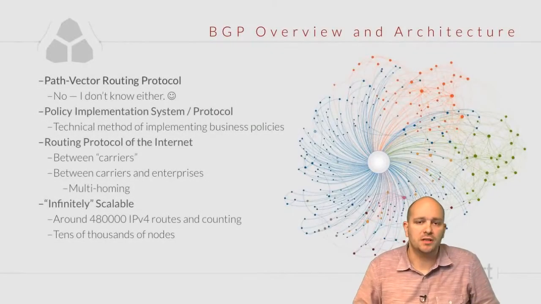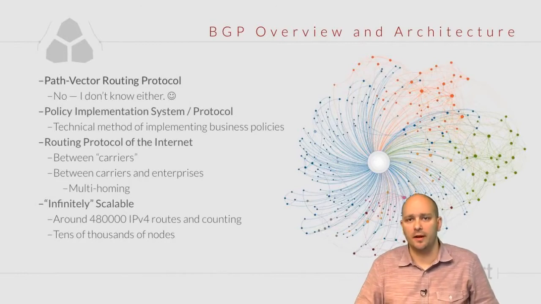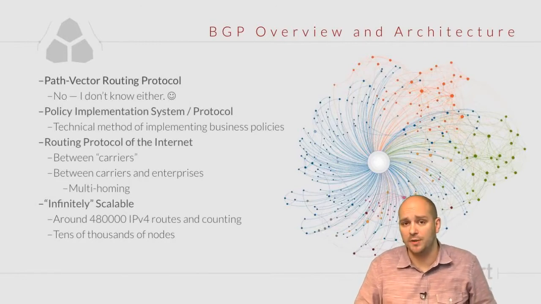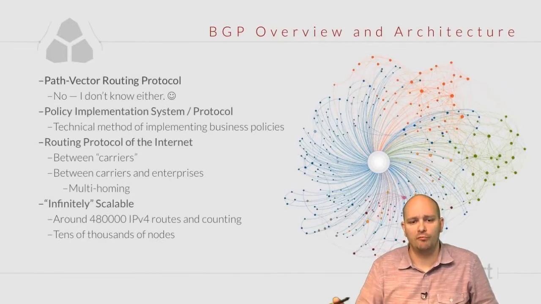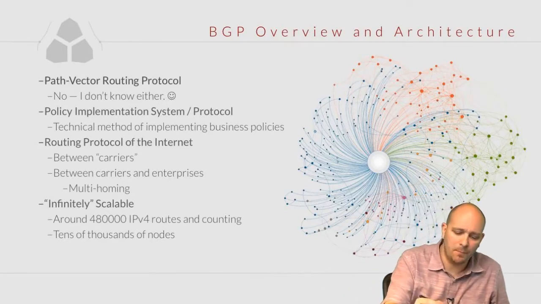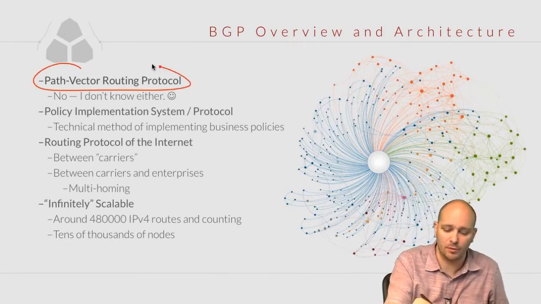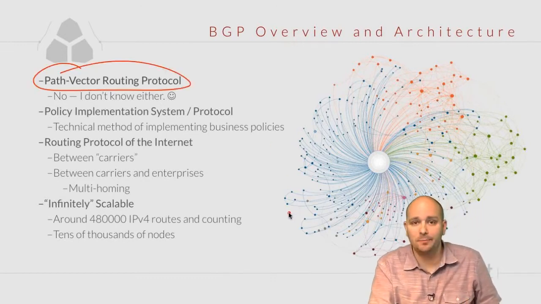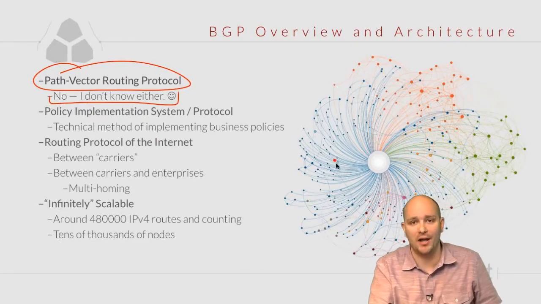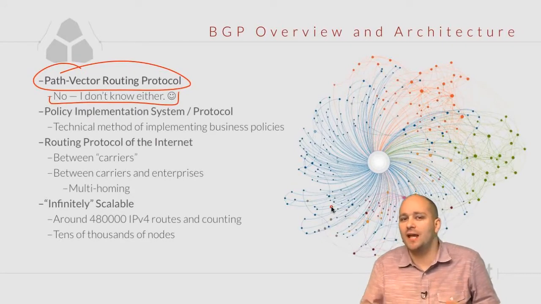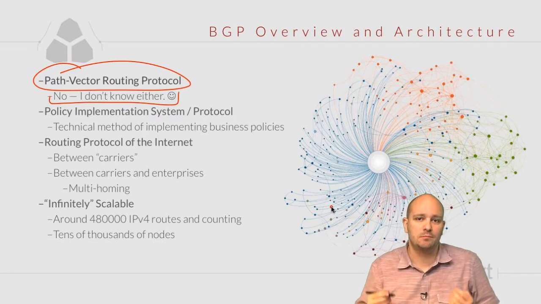If you read the documentation and the training material provided by various network vendors about BGP, they are quickly going to introduce the concept of BGP being called the path vector routing protocol. Now, what does that mean? I don't know either, because they never actually explain what this means.